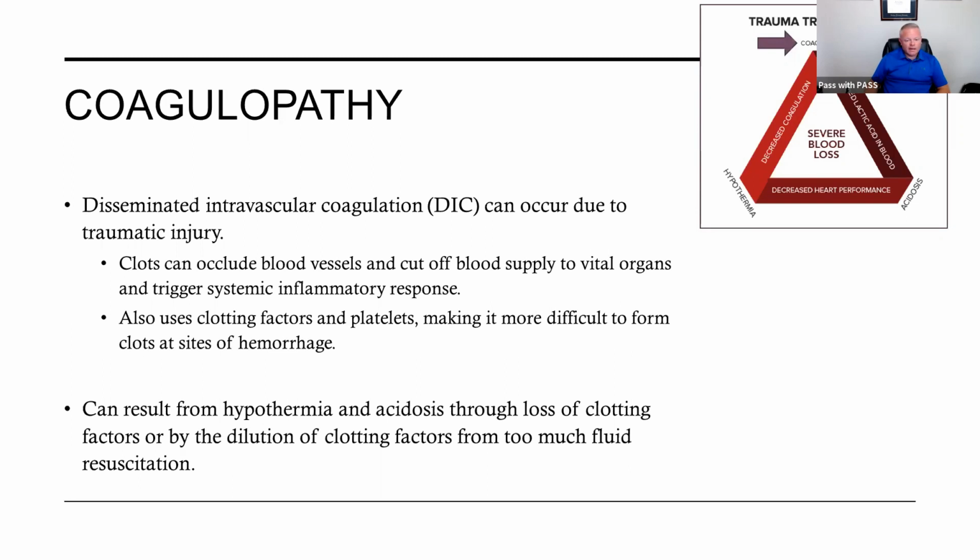We know that that may not necessarily be the best thing to do because of this dilutional anemia that we're creating by giving them too much fluid. So once we start that process, it ends up leading into this disseminated intravascular coagulopathy. And that is one side of this triangle that we need to be familiar with.